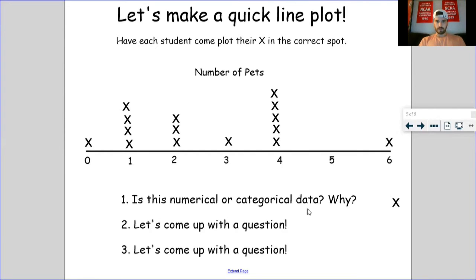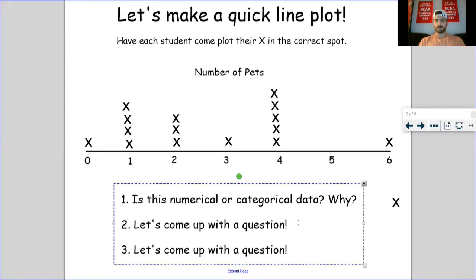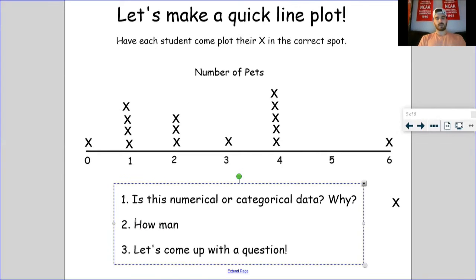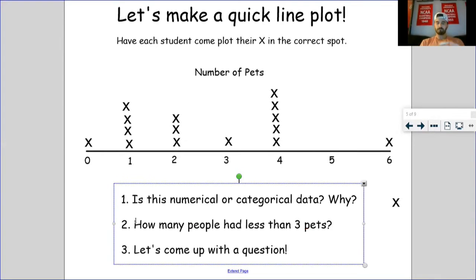Now, with coming up with the questions, I'm just going to come up with some real quick. Very similar to what we had. What if I asked how many people had less than 3 pets? Count that for me.